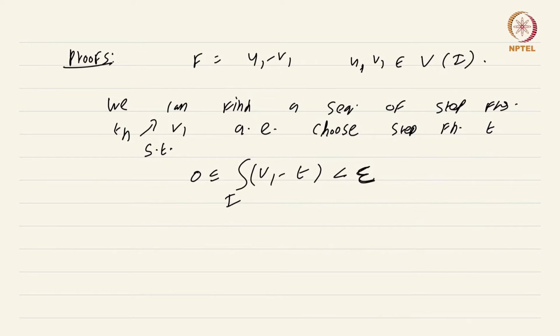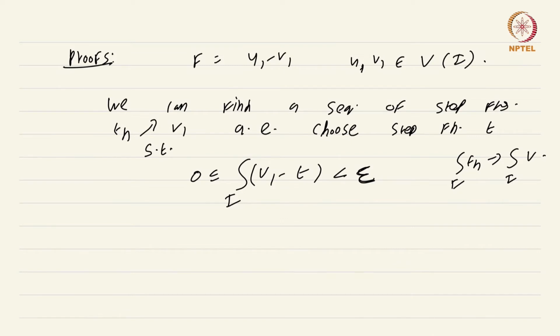You can do this because the integral of Tn by definition converges to the integral over I of v1, and the integral of v1 minus t is just the integral of v1 minus the integral of t. Note this crucially uses the fact that t is a step function, not merely an upper function. Since t is a step function, I can break up the integral. Because the integral of Tn converges to the integral of v1, I can find a t. t is just going to be some choice of Tn where n is appropriately large such that this happens.